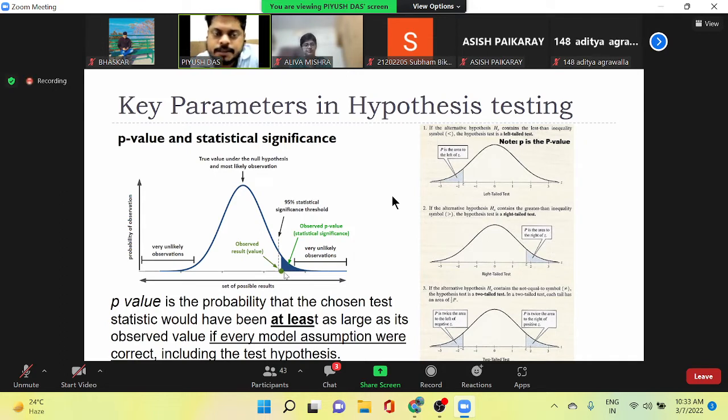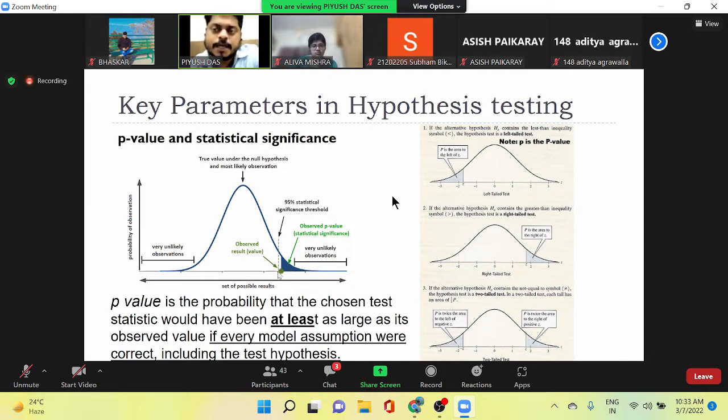Whatever alpha value, whatever error value I take, that gives me the confidence level. If I take my error value as 5%, I have 95% confidence in my study. I'm 95% sure that my study is correct. With that 95% and another parameter, degrees of freedom, which I'll show you, I get the critical value. Let's say the critical value for this study is 1.6, right? So the critical value is here.